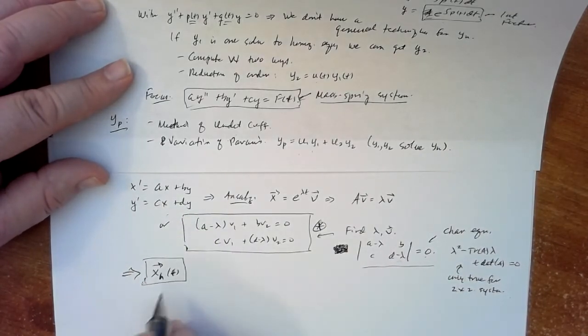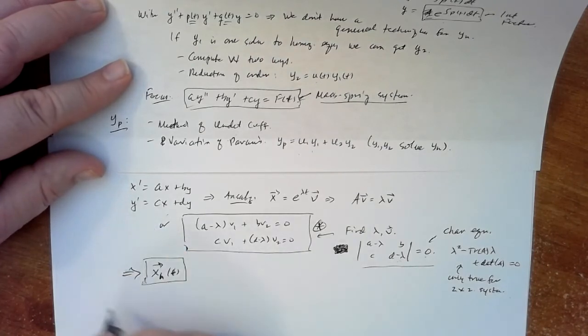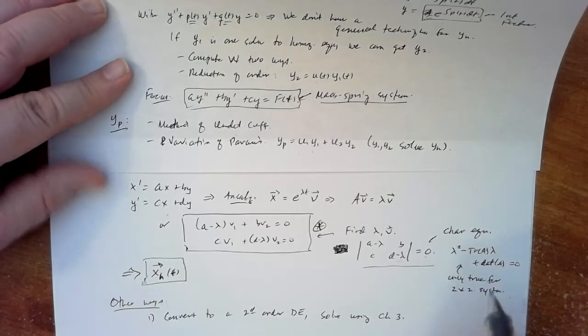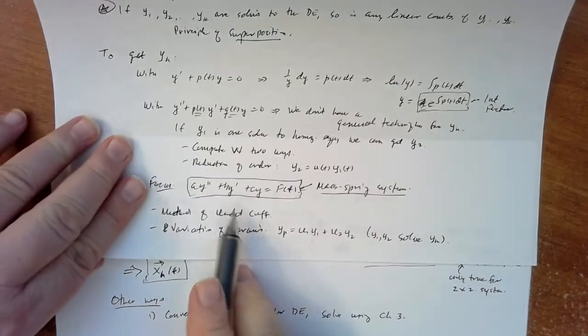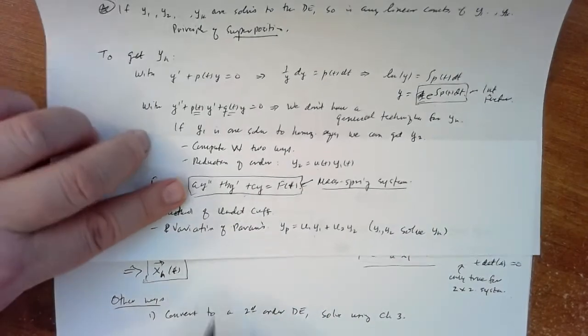Good. Of course, I should say that there are other ways of solving this system as well, right? Other ways. So one, you could convert to a second order system, or second order DE, and solve using chapter 3. By chapter 3, I mean we're back to solving the mass spring equation, right?